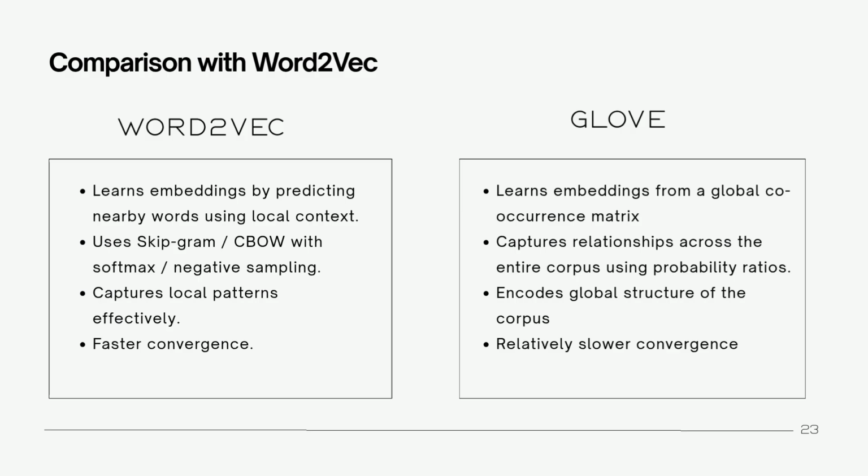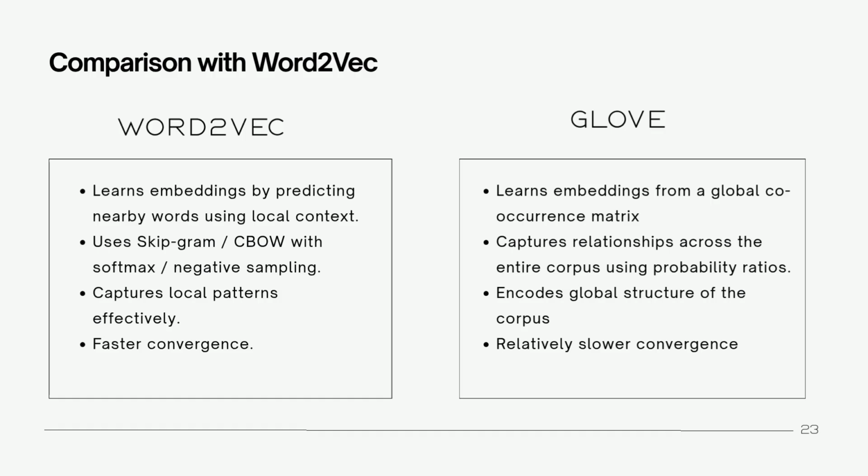Now, let's clearly compare GloVe with Word2Vec, because this helps us understand where GloVe actually stands. Starting with Word2Vec, it is a predictive model. What it does is learn word embeddings by trying to predict nearby words using a small context window. So essentially, it focuses on local context. It uses models like skip-gram or CBOW along with techniques like softmax or negative sampling. Because it is learning from small windows repeatedly, it becomes very good at capturing local patterns, and it also converges faster during training.